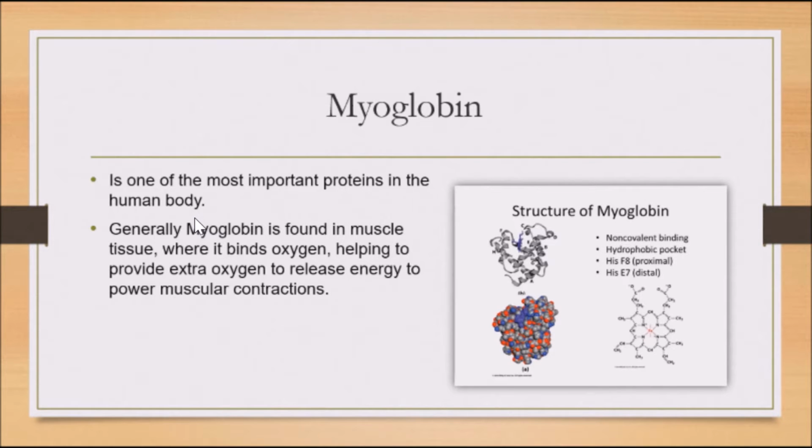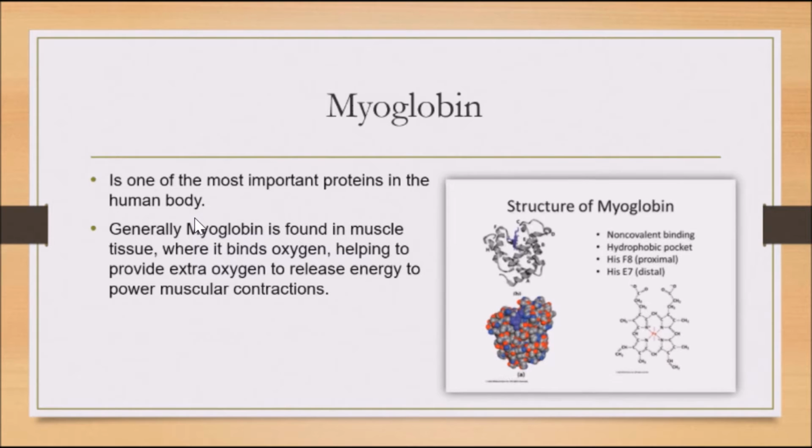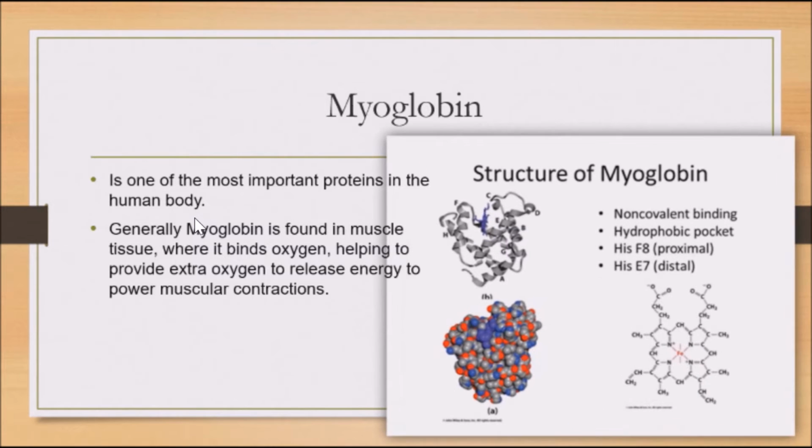And here is a structure of myoglobin, as you see in the one in parenthesis A. It's a three-dimensional structure, and also the structural form. And at the right it lists some points: non-covalent binding, hydrophobic pocket, His F8 proximal, and His E7 distal.